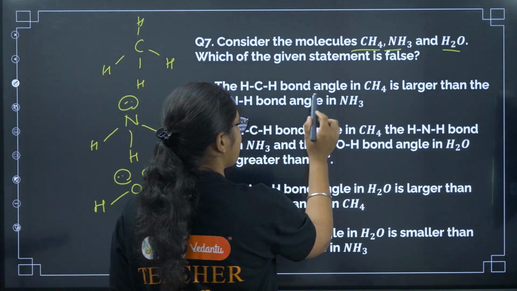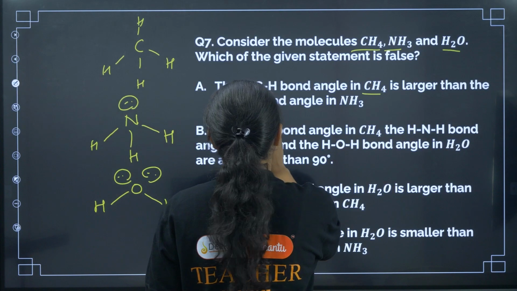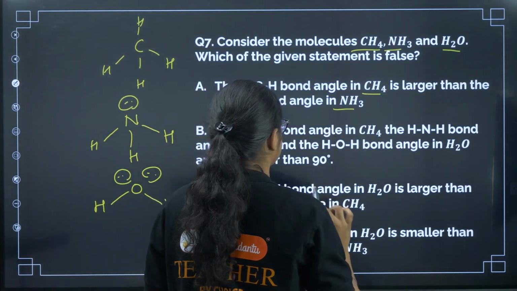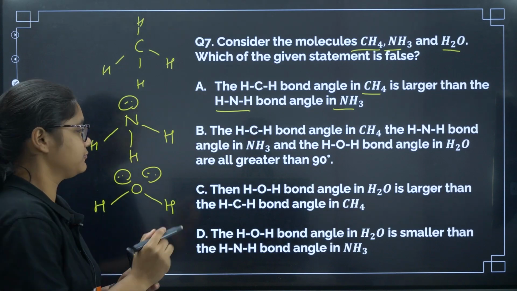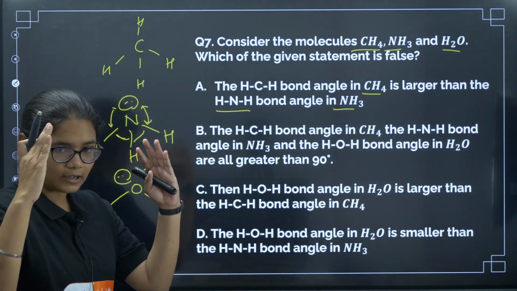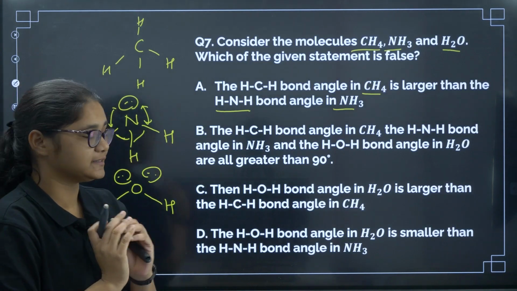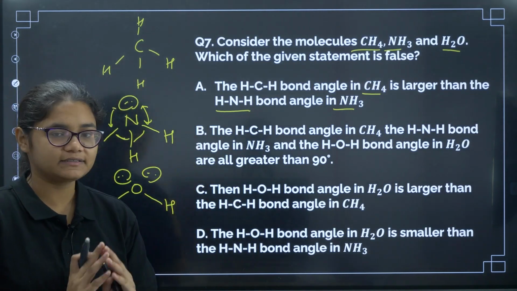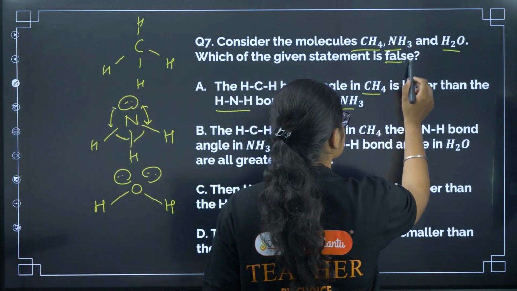Now, the HCH bond angle in CH4 is larger than the HNH bond angle in NH3. Yes, that will be correct here because of lone pair-bond pair repulsion. What happens is the bonds come closer and the bond angle decreases. Here there is no such repulsion, so the bond angle will be more. First statement is correct. We have to find the false statement.